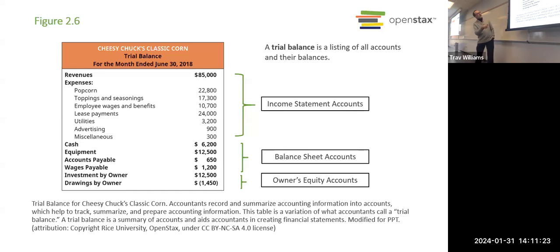So, yes, okay. So the trial balance starts with all of our revenue accounts. In this case, the company has only one revenue account, and it has $85,000 of revenue from that month of June.